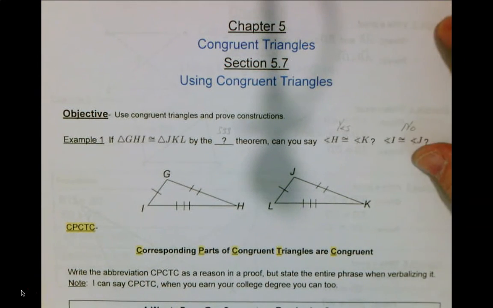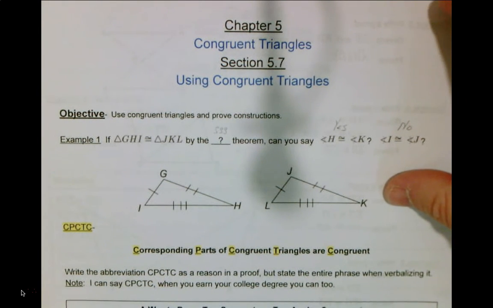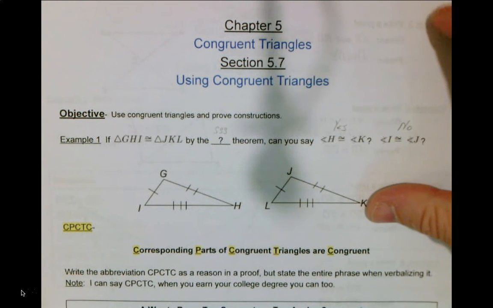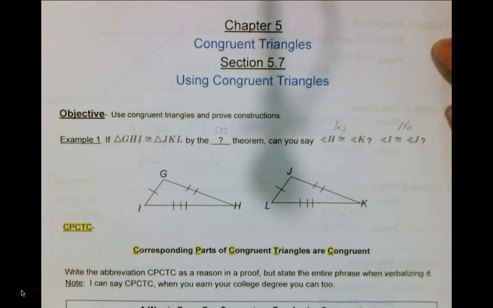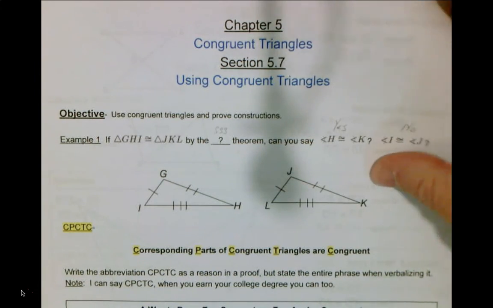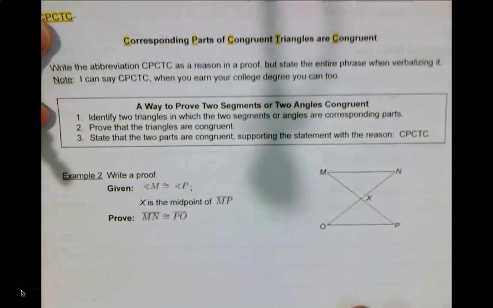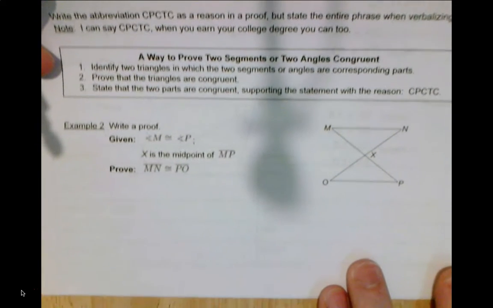We're talking about the concept of corresponding parts of congruent triangles are congruent, or CPCTC. You're allowed to write that abbreviation as a reason in a proof, but if I ask you during class what does CPCTC stand for, or what is the reason, I want you to say out loud, corresponding parts of congruent triangles are congruent, because I want you to learn what the words are, not just the abbreviation. Okay, so example 2 here, we're going to do an actual proof where we're going to use CPCTC.